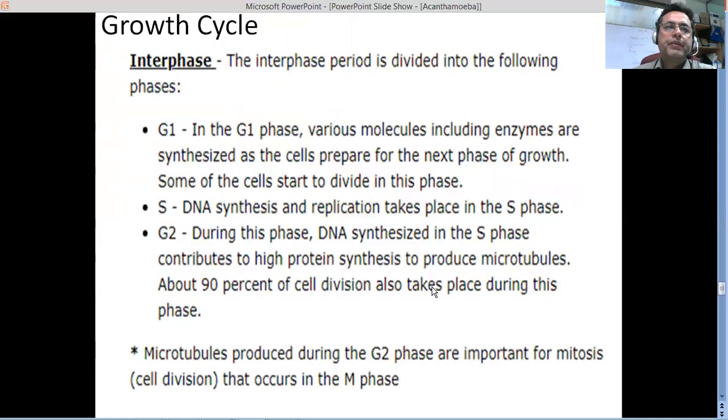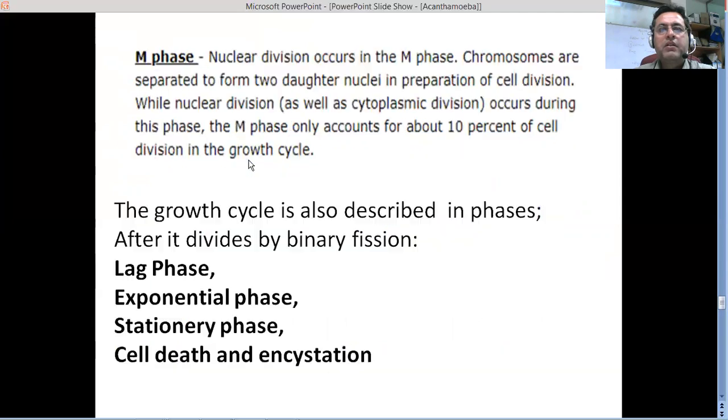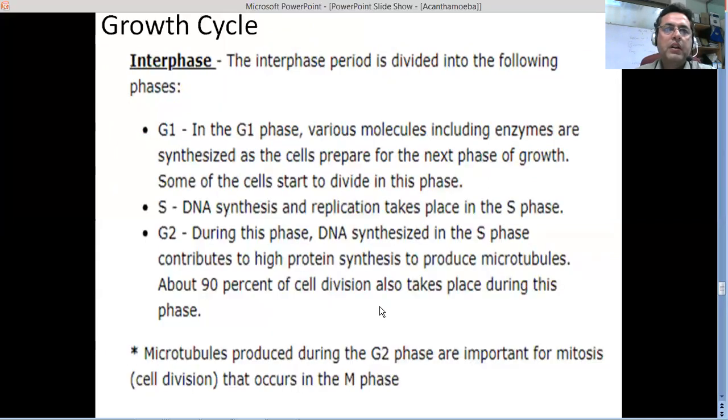And now, this is today's lecture. It starts from the growth cycle, how this particular parasite actually grows. So you can describe it either in the form of phases: lag phase, exponential phase, stationary phase, cell death, and encystation. Or alternatively, you can divide the phases into two different steps.